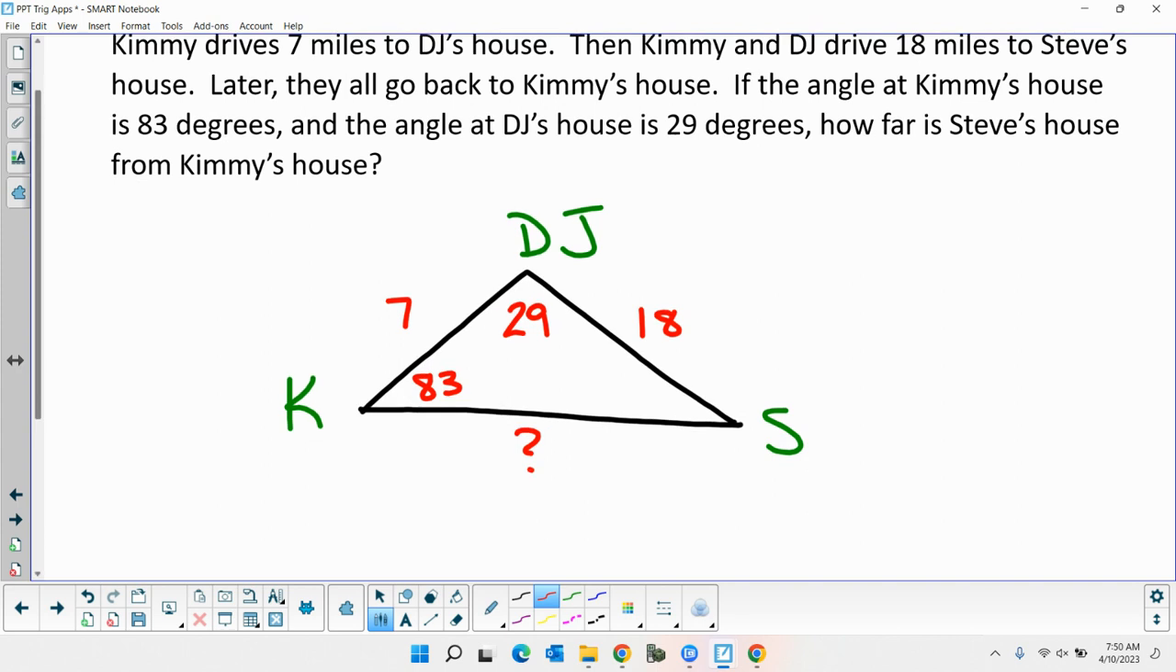So then we just set it up. All right, 18 over the sine of 83. Remember, it's the one opposite. And then we're looking for how far it is from Steve's back to Kimmy's. All right, over the sine of the opposite angle, which was 29. Does that make sense?